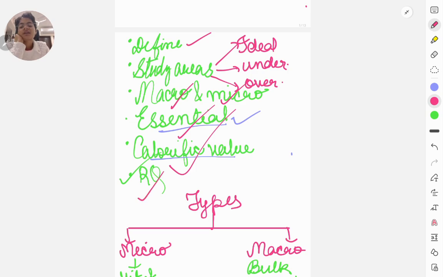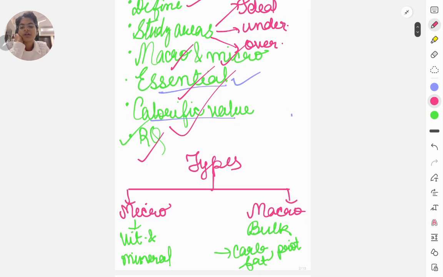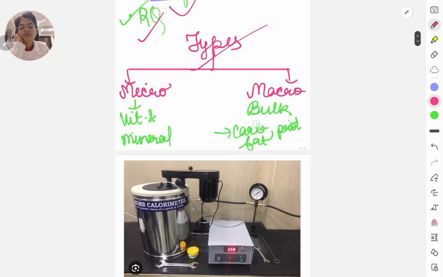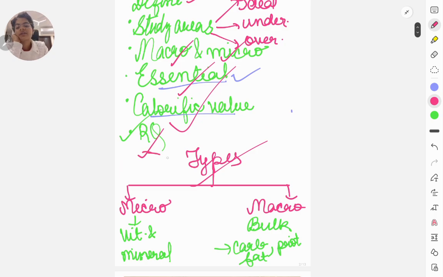Respiratory quotient: for carbohydrate it's 1, for fat it's 0.7, for mixed diet also it's 0.7, and for protein it's 0.8. It is the amount of CO2 evolved upon the amount of O2 taken up. Now what are the types? Uptake I meant, not inhaled. Okay, this I already told.